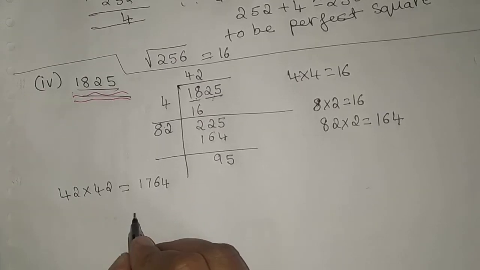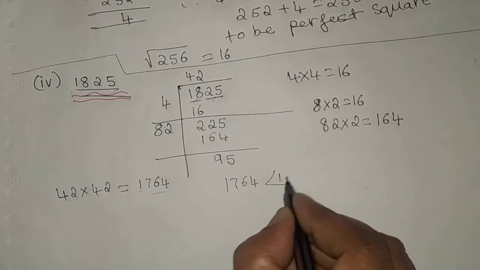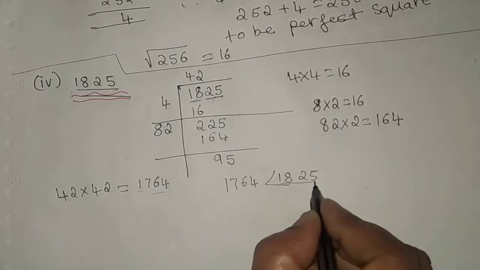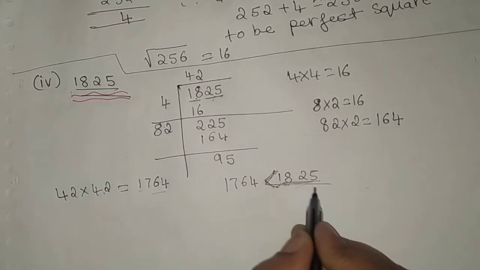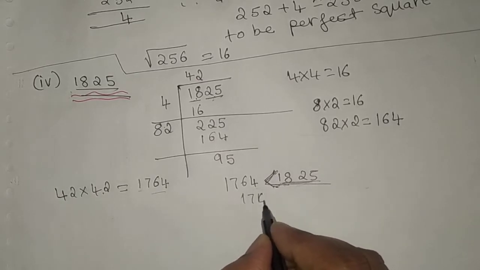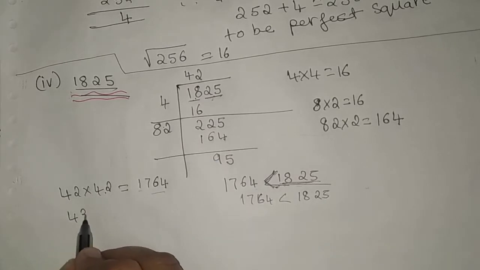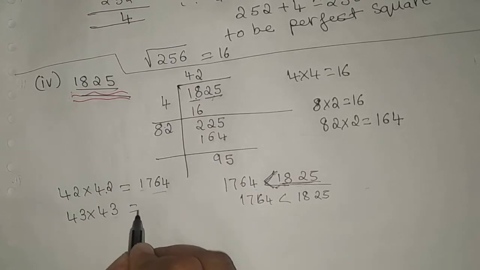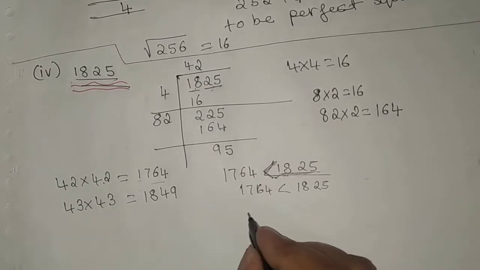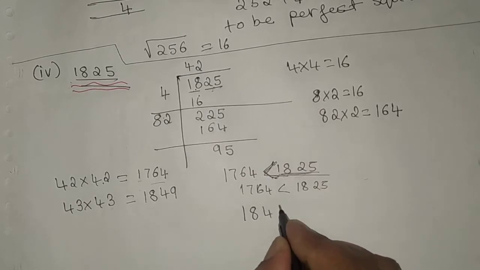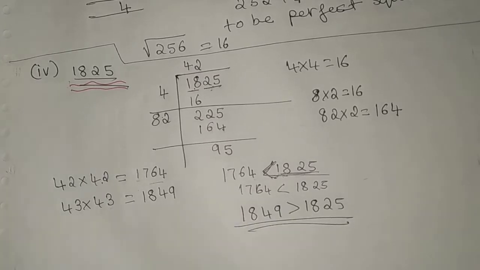1764. Now, the given number is greater than the number we are getting, that is 42 into 42. Therefore 1764 is less than 1825. So now we have to take the next number, 43 into 43. What is 43 into 43? We get 1849. Now this is correct. The number we got is greater than the number given in the problem, so this is the correct solution.